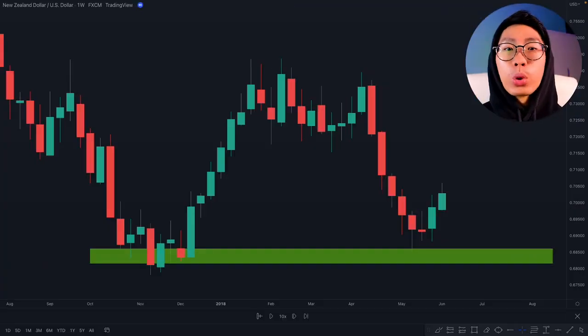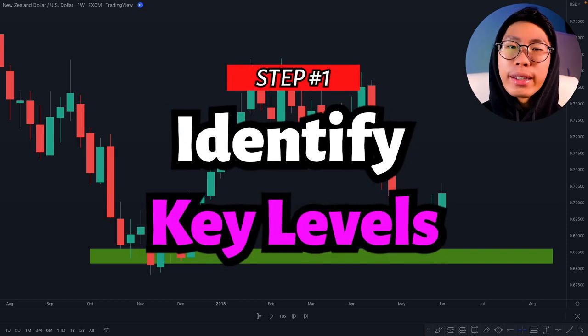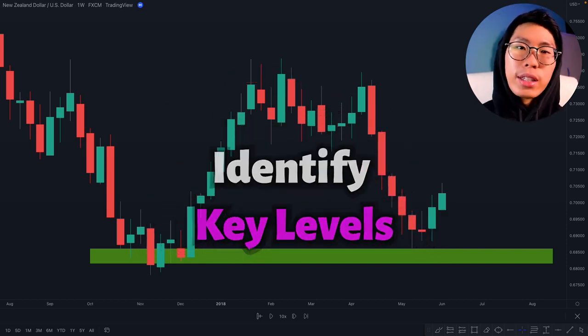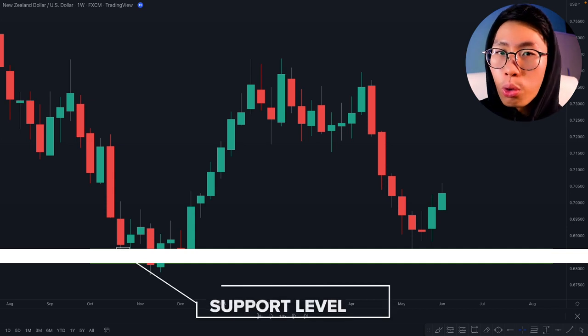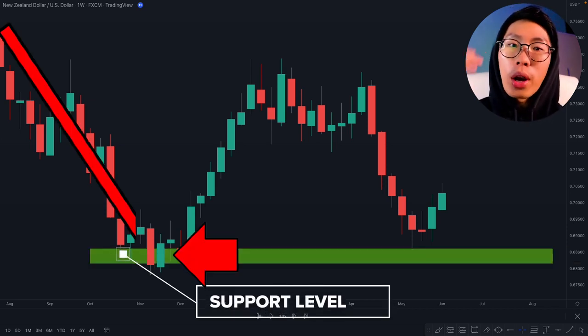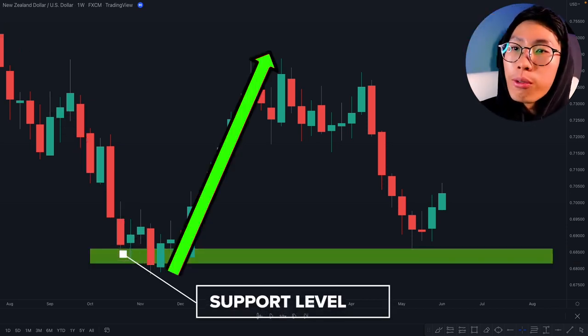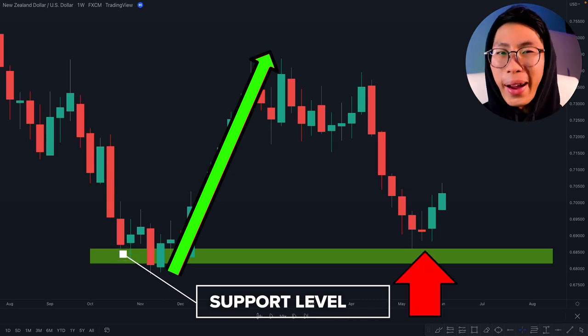The first thing before we do anything is to identify key levels. As you can see, there is a very strong support level right here because this is where price hits and then reverses from. And now guess what? We are back here again.